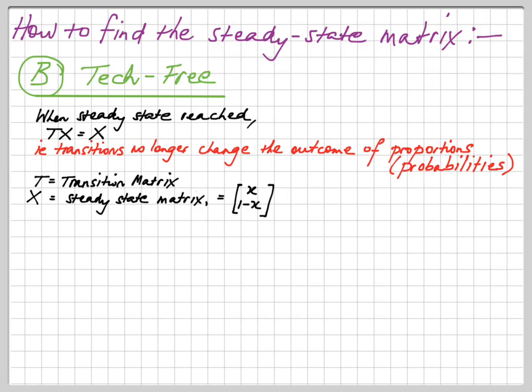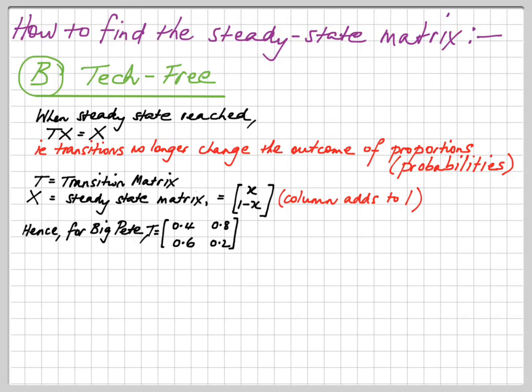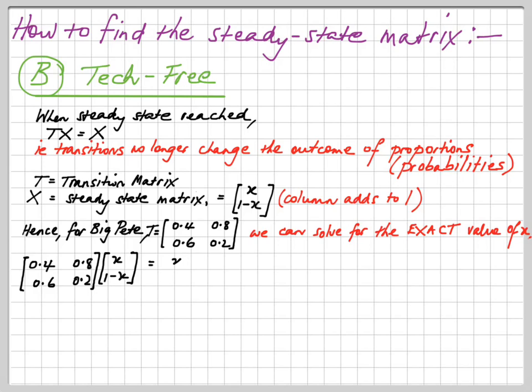All right. Let us proceed. The columns add to 1. Of course they do. Hence for Big Pete, here we go. T is that thing, we know that, and we can solve for the exact value of x. Instead of that 4 decimal place thing we did when we did t to the 50 times s naught on the previous screen, we will get the exact value, and we're going to have great fun working out if it actually is the same value, okay? We'll do a decimal approximation of it, and I would be prepared to bet you that it'll come out the same as we got on the previous screen.